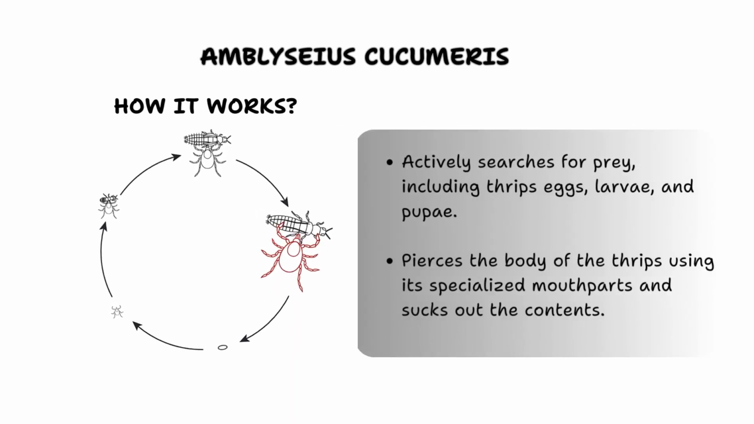Amblyseius cucumeris typically works by hunting and feeding on its prey, which typically includes small pests such as thrips and spider mites. Amblyseius cucumeris uses specialized structures to detect and capture its prey, such as long sensory hairs on its legs and its body. Once it is in close proximity to the target pest, it punctures the prey's body with its mouthparts and consumes its body fluids, therefore killing the pest.